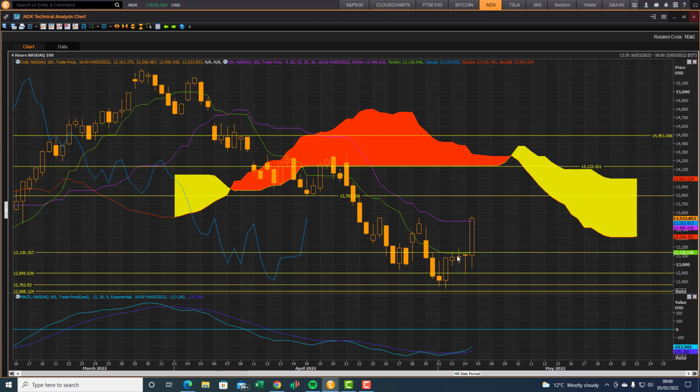Now if we take a look at the 4-hour chart, you can see also where that rebound came into play, and then the targets to watch out for on the 4 hour, the bottom end of the cloud here. So this 14,132, that resistance zone there, as well as this zone there, together with 13,991. So these are the upside targets.